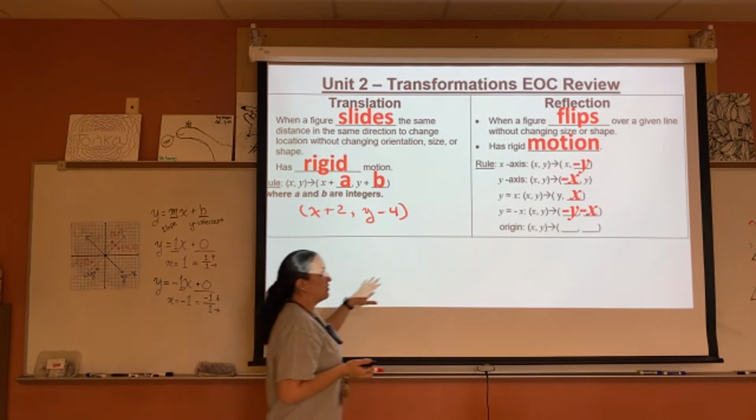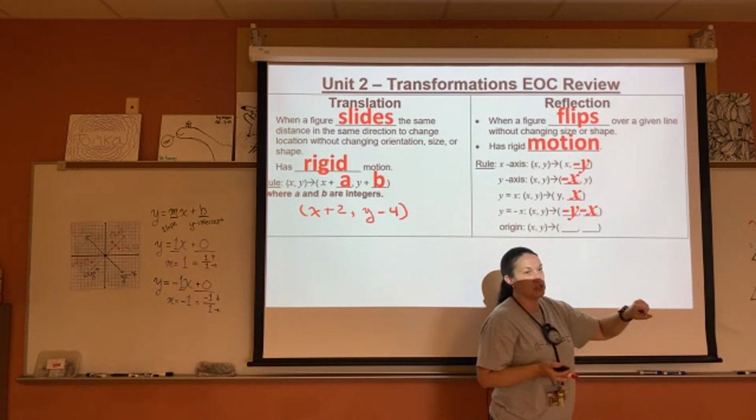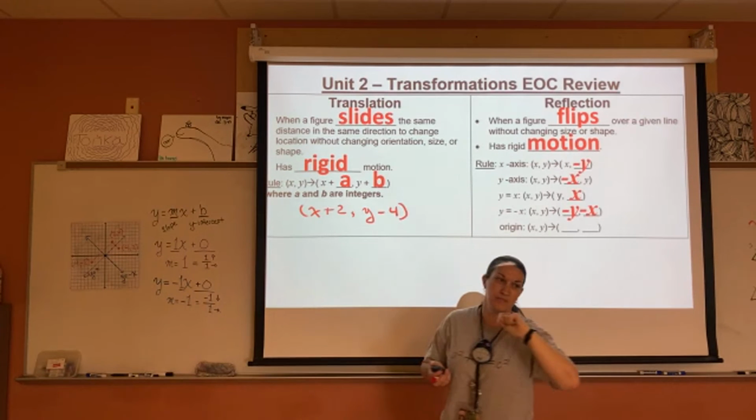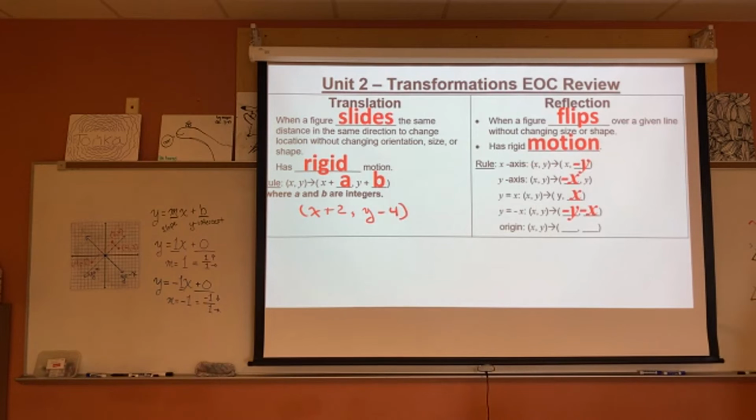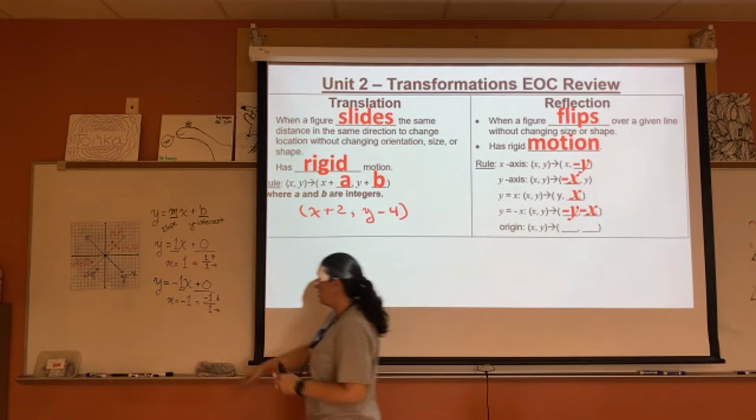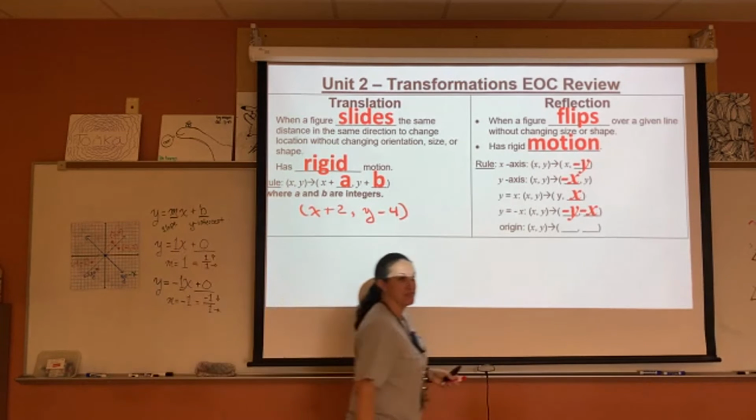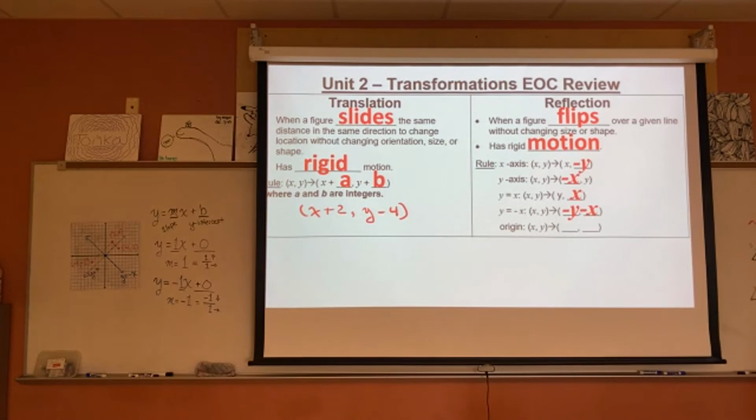All right, the last one, the origin reflection. The origin reflection is unique. First of all, it has 2 unique properties. The first unique property is that the origin reflection is a combination of the 2 first basic reflections. So if you were to combine x-axis reflection with y-axis reflection, that would give you a reflection over the origin.